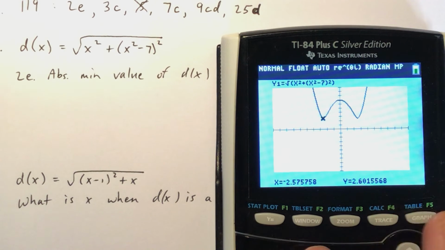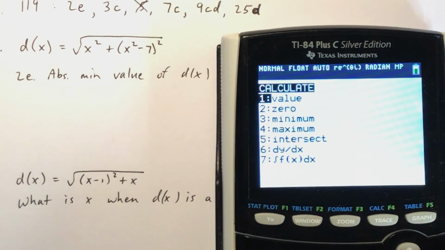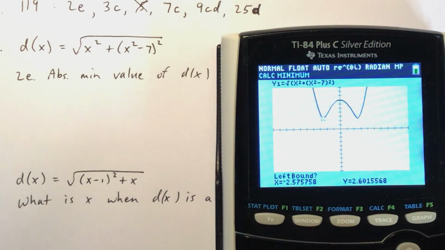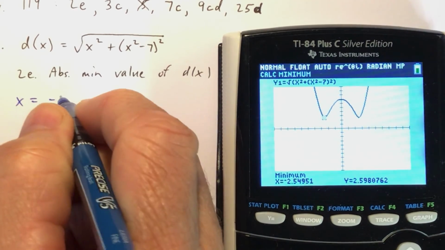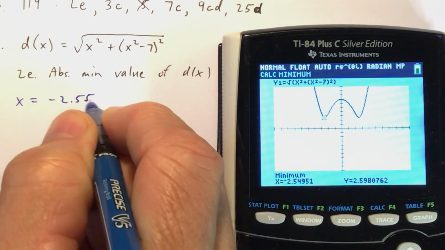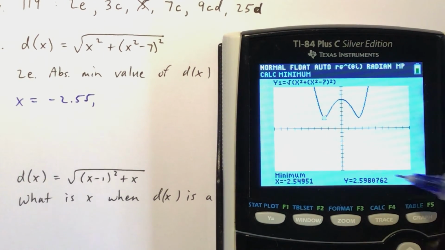On the graphing calculator, you have to hit second trace. So you want to calculate, and you're going to calculate a minimum value. You hit enter, and then you want to mark a left bound. So move your cursor to the left of that minimum, mark it with an enter, and then move your cursor to the right of that minimum, mark it with an enter, and then back it up a little bit. Hit enter again for your guess, and that will show you that the x coordinate is negative 2.55. So when x is equal to negative 2.55, you have a minimum value of the function of 2.598. It's not asking for that, but that is what the minimum value would be.